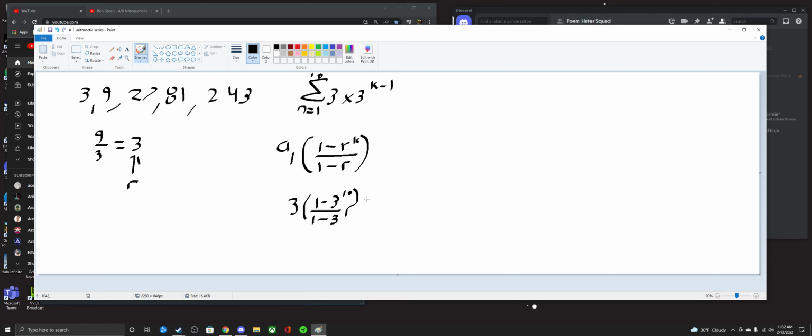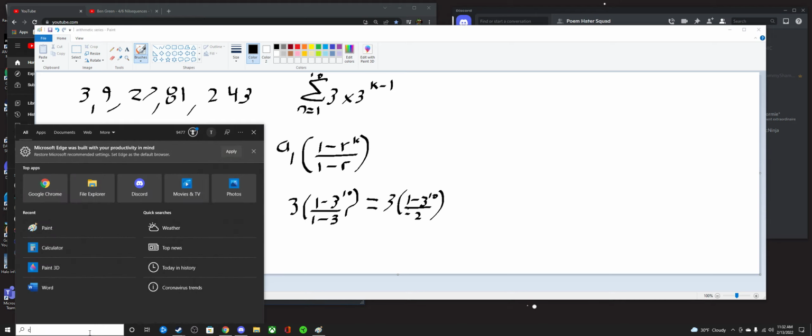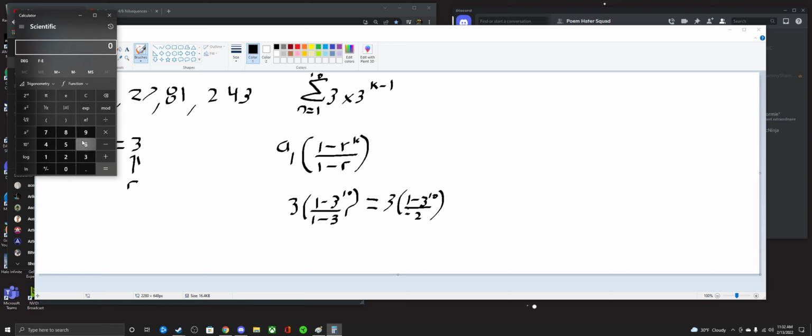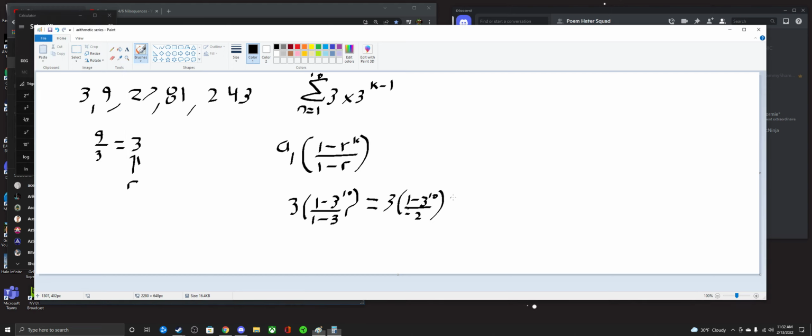Now this is where you need a calculator, but I'll simplify a couple terms out first. So this would also be 3 times 1 minus 3 to the 10th over negative 2. So now let's just raise 3 to the 10th. Let's see. 3 to the 10th. So we'll do 1 minus 3 to the 10th. Gets you negative. So we'll write this here.